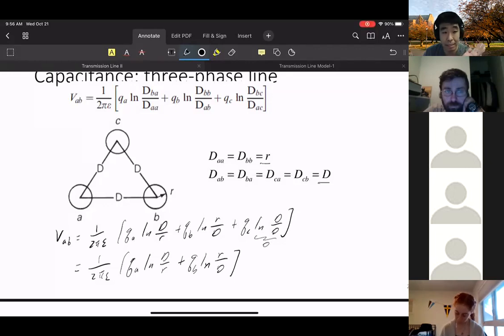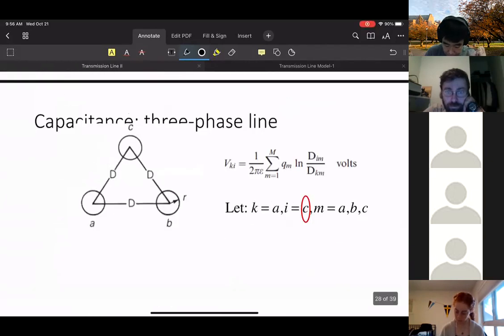But this is three phase, so let's compute VAC. We're not done with just one. For example, we want to make a single phase equivalent circuit, so we basically need to average what happens between A and B and what happens between A and C.